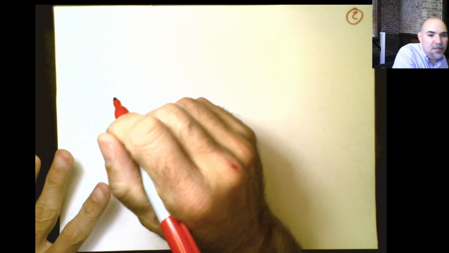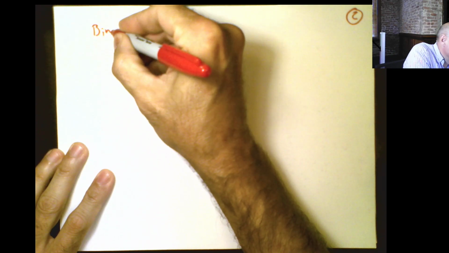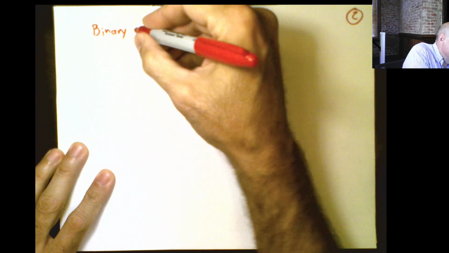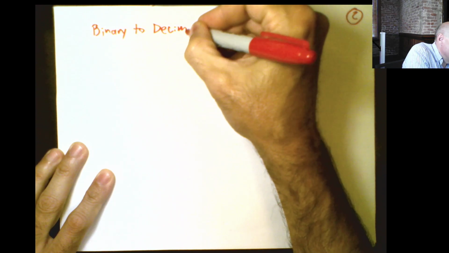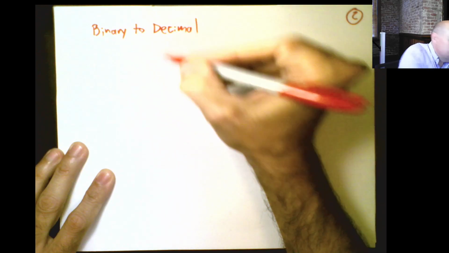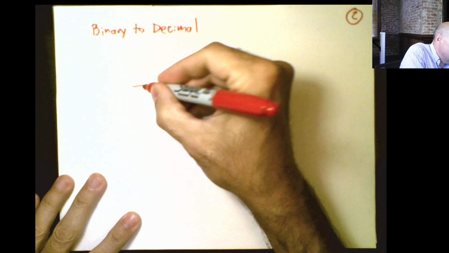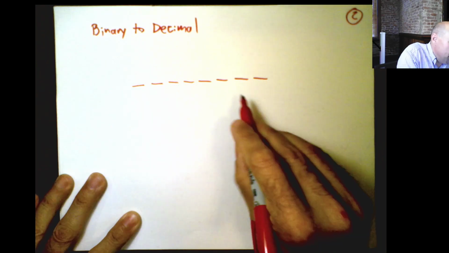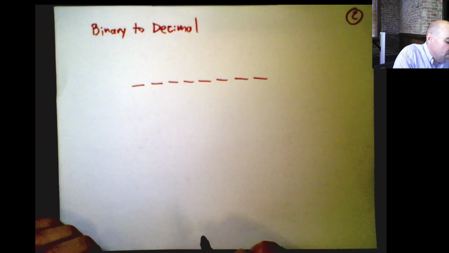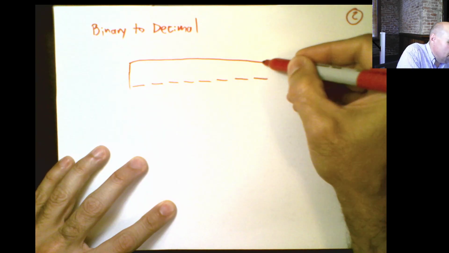So remember, this is converting from binary to decimal. So I'm going to write that up here. Binary to decimal. Okay, so let's start off with a binary number. We'll just pick our 8 slots here: 1, 2, 3, 4, 5, 6, 7, 8. That's my 8 bits that are making up one memory cell. And to show that's a memory cell, I'm just going to put a little box around it.